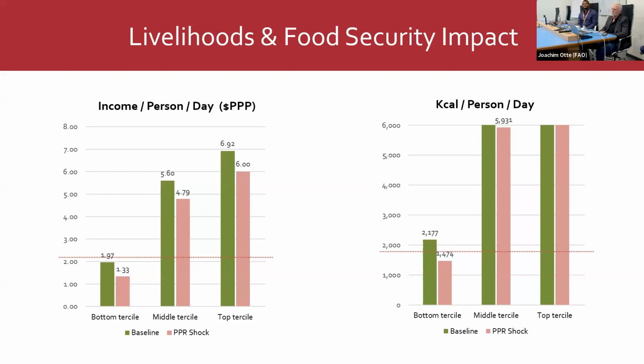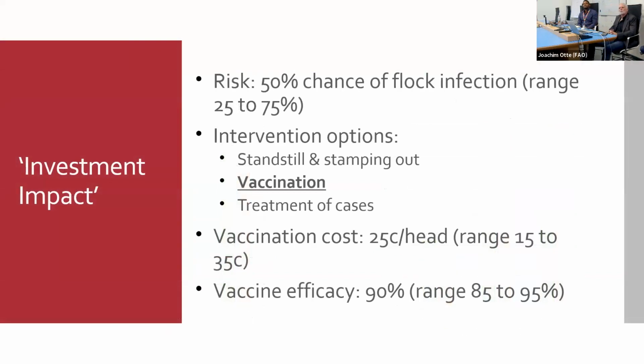And you can then also convert that into food security impact. So the kilocalories per person per day. And you also see that it's the bottom tercile that really goes from just above what they need to below what they need. So now comes our intervention.